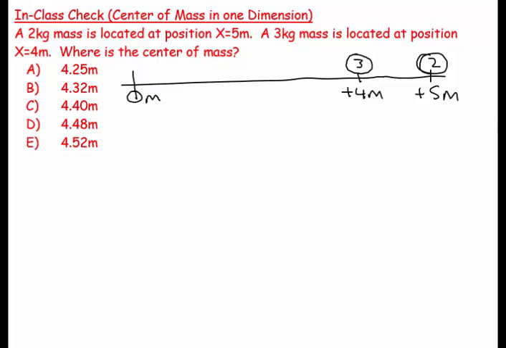We know intuitively, if nothing else, that it's going to be between the 2 kilogram mass and the 3 kilogram mass. And just from our experience of life, we know it's going to be closer to the 3 kilogram mass than it is to the 2 kilogram mass. So this x center of mass would be measured from the origin, because that's where we measured these guys from. That's going to be somewhere in between these two and closer to the 3 than it is to the 2.